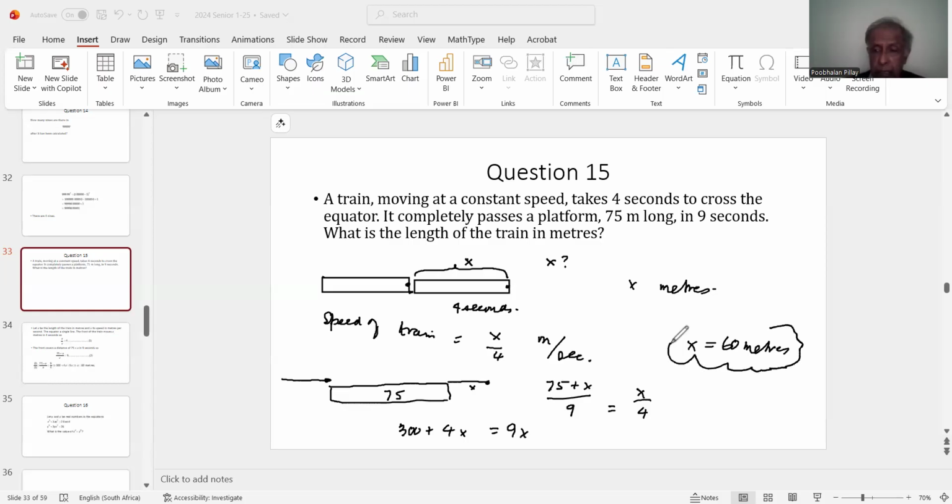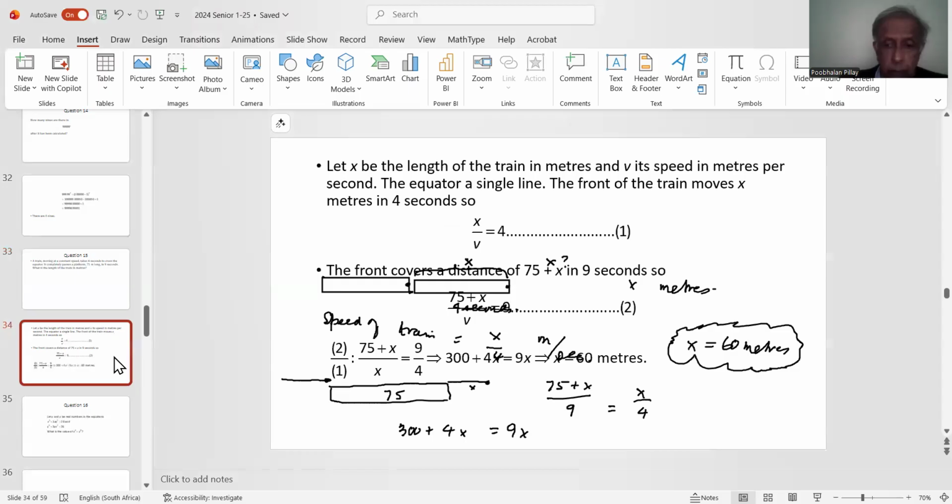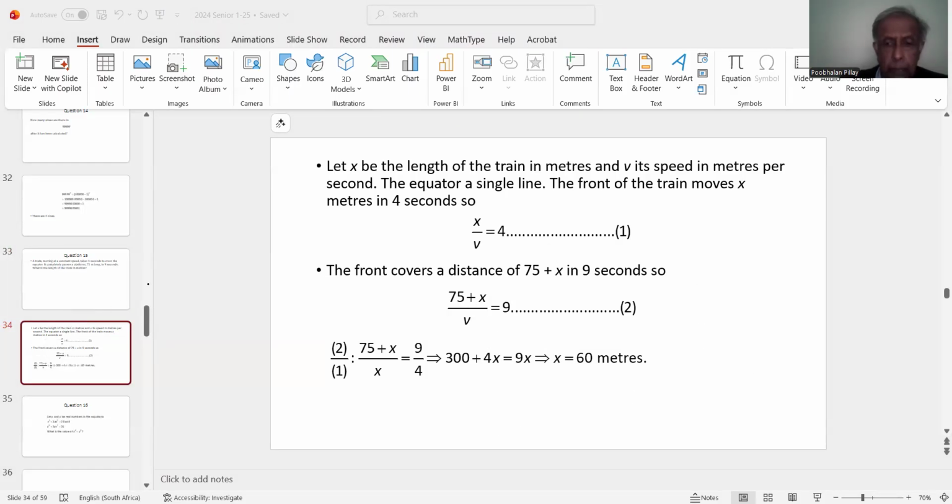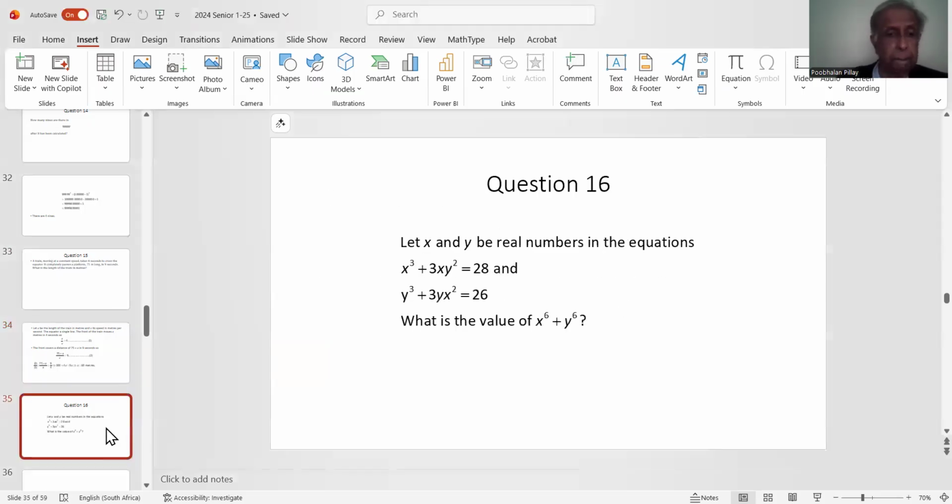Okay, 9x minus 4x is 5x. 5x is 300. 5 times what is 300? 60. Okay, so that's the answer to that problem. Let's just check to see whether we made any errors. Right, okay, this is 60 meters. Let's get on to the next problem, which is question 16.